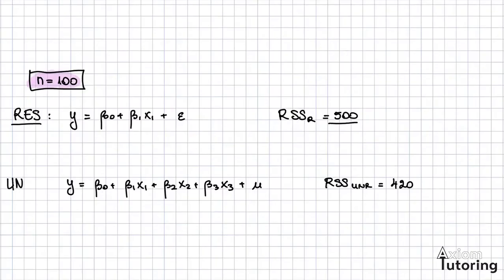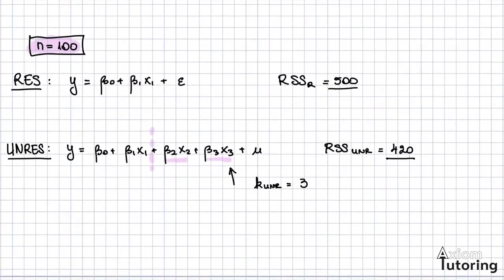Then we have an unrestricted model, which looks like the simple model up until here. And then we have two additional variables that are being added to add complexity. The residual sum of squares collected after this regression is 420. Now, from here, we can gather the other information that we need for the F formula. It's very clear to see that the number of variables in the unrestricted regression, so the K unrestricted, is 3. But what is the Q?